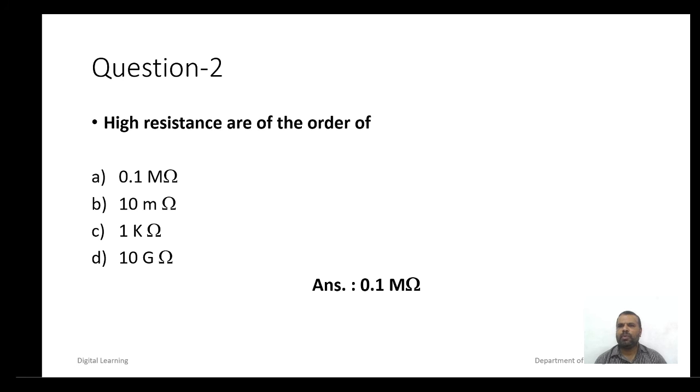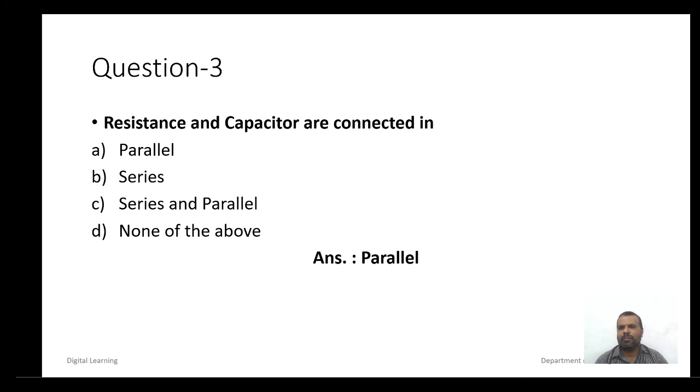Question number 2. High resistances are of the order of. The options are 0.1 mega ohm, 10 milli ohm, 1 kilo ohm, 10 giga ohm. The correct answer is 0.1 mega ohm. Question number 3. Resistance and capacitor are connected in. The options are parallel, Option B, series, Option C, series and parallel, Option D, none of the above. The correct answer is parallel.